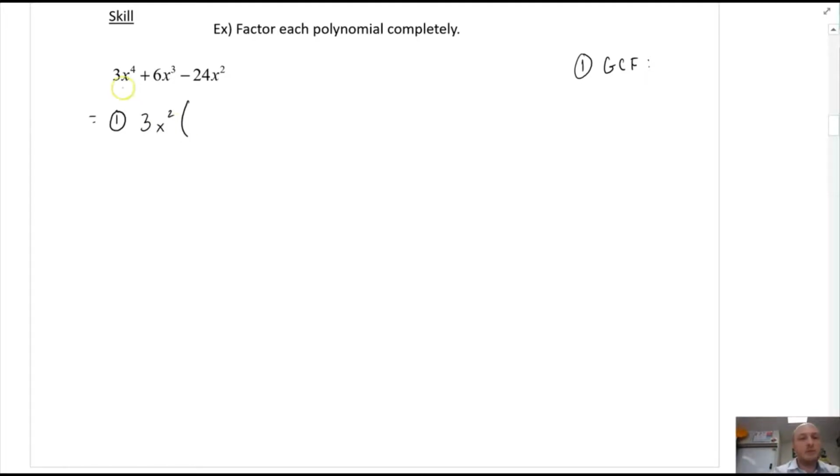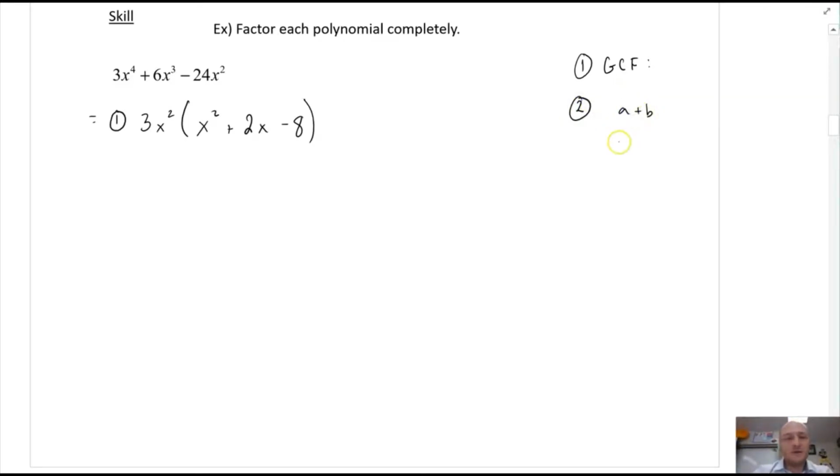All right, well, what's left behind? So I divide 3x to the 4th by 3x squared, and I have x squared left behind. I'm going to divide my middle term, 3x cubed, by 3x squared, and that would be 2x. And I'm going to divide my third term, negative 24, by 3x squared, and that would be negative 8. Okay, so I have effectively factored out the greatest common factor. And now I want to do step 2.